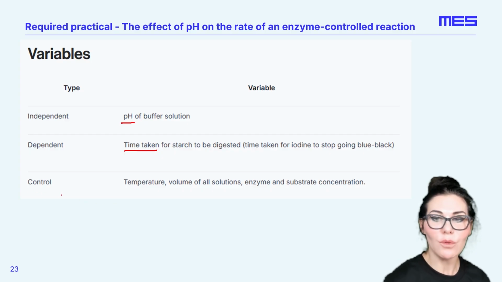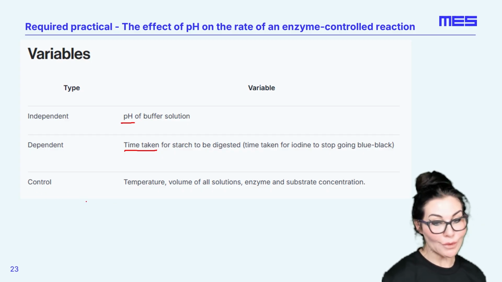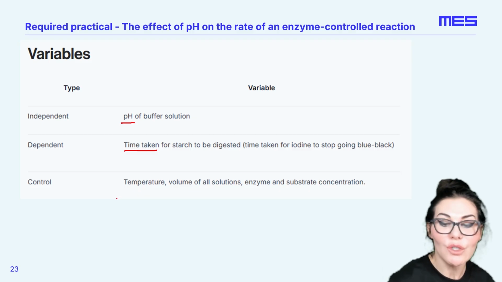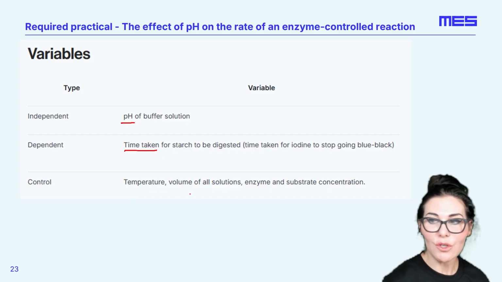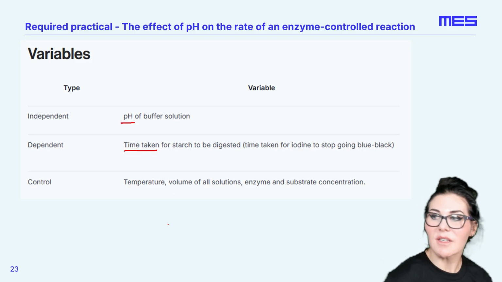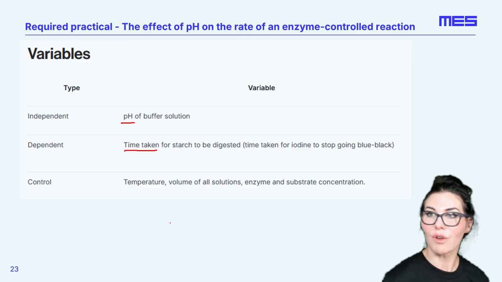The control variables are all the variables that could affect the enzyme-controlled reaction, but we don't want them to. We want to keep them standardized so we know it's only our independent variable that's having an effect. The typical examples would be keep the temperature the same, which we did with the water bath, and all your volumes need to be the same each time. You can measure that with a measuring cylinder or a pipette or even a syringe, and also use the same enzyme and substrate concentrations throughout.